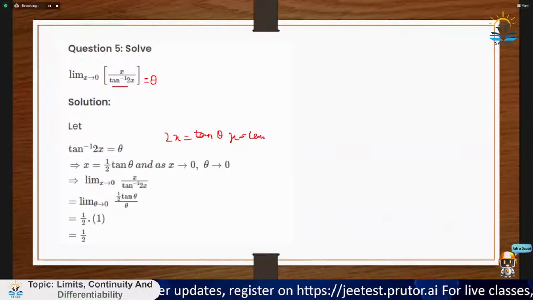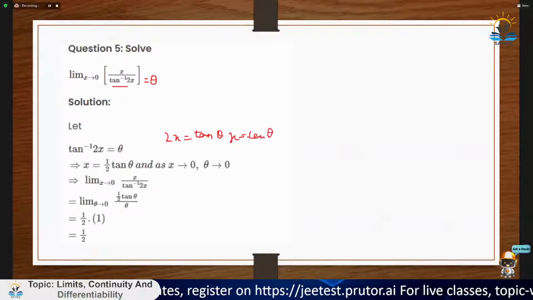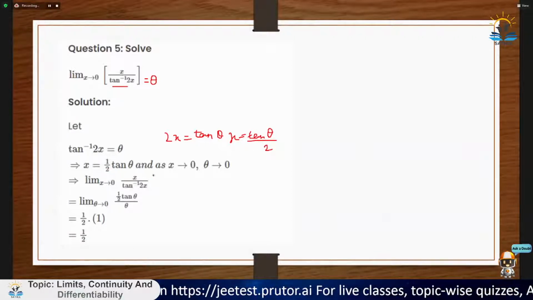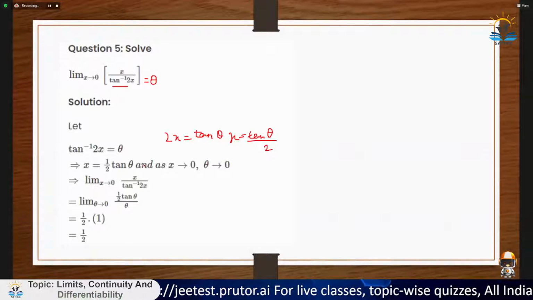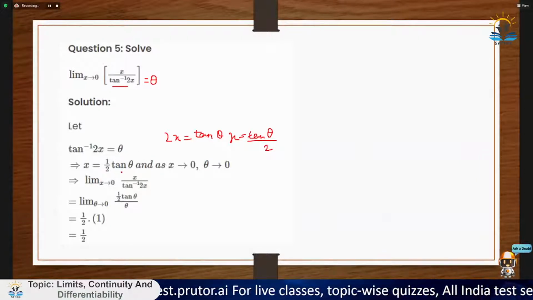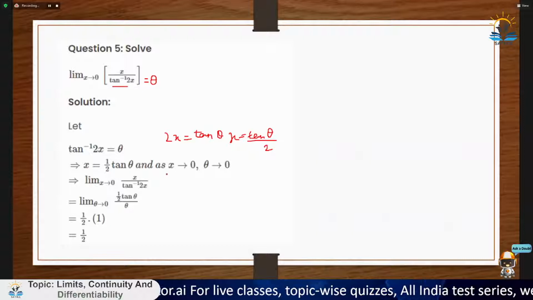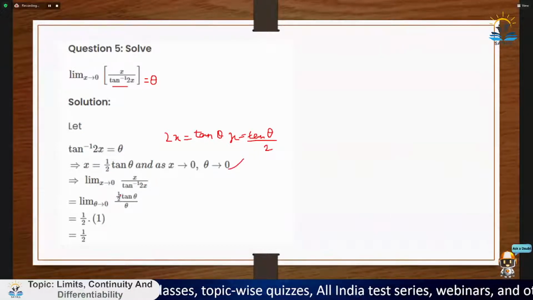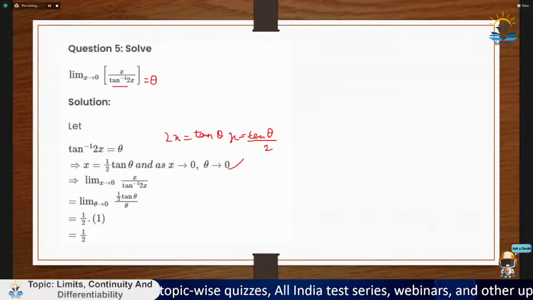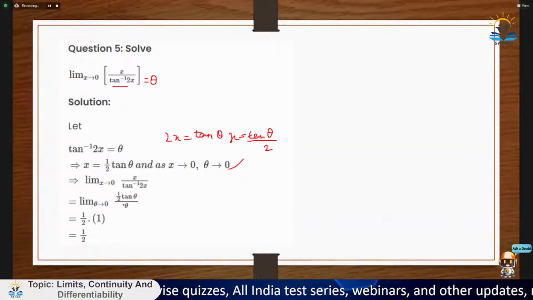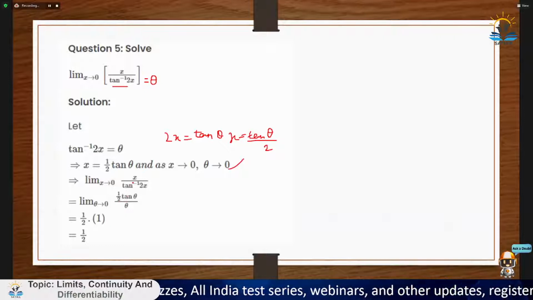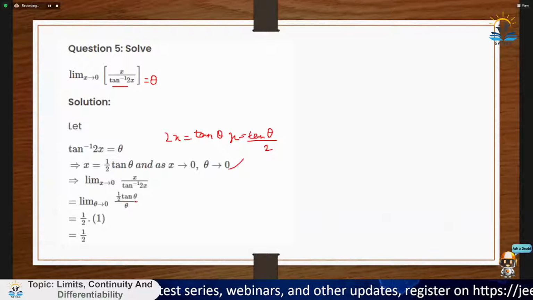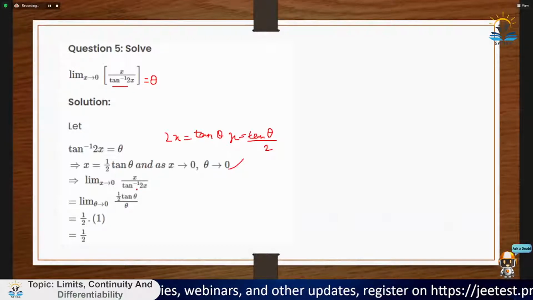tan theta by 2. That's what is written here. And since x is tending to 0, theta will also tend to 0, because tan theta equal to 0 implies theta equal to 0. So that's what is written here. Limit of theta to 0, x would be equal to tan theta upon 2, divided by theta. Since I've changed my variable from x to theta, here I can come back to my original trigonometric functions, because I don't know how to deal with inverse trigonometry.